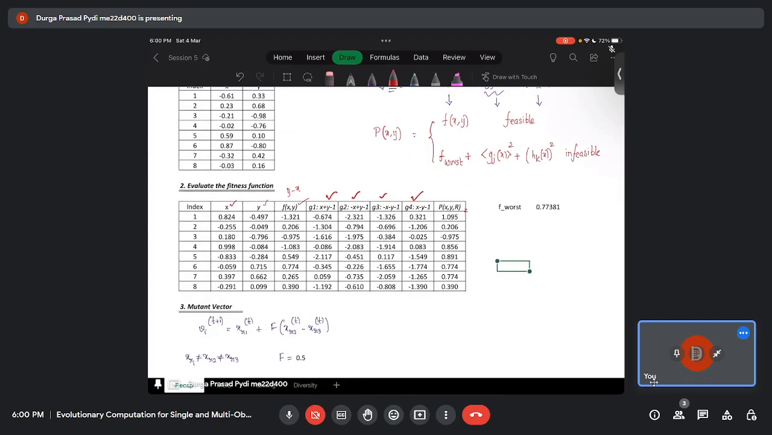So the steps are like this. First I evaluate the value of f of x comma y using x and y, and then once I have all the values of g1 through g4, let us go one by one. For this first one, g1, g2, g3 are all negative.